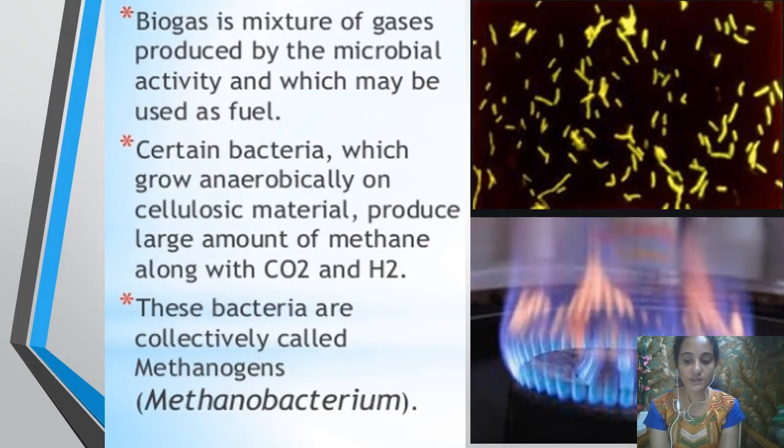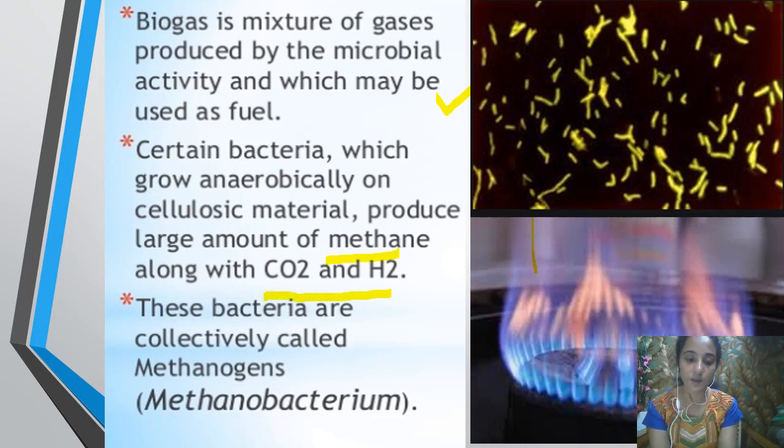So biogas we have seen, this is the methane bacteria. These bacteria are called the methanogens, and this is the biogas. This is actually the biogas that has been produced by the methanogens. Now, what are the components? They produce methane, and along with the methane there is carbon dioxide and hydrogen sulfide.